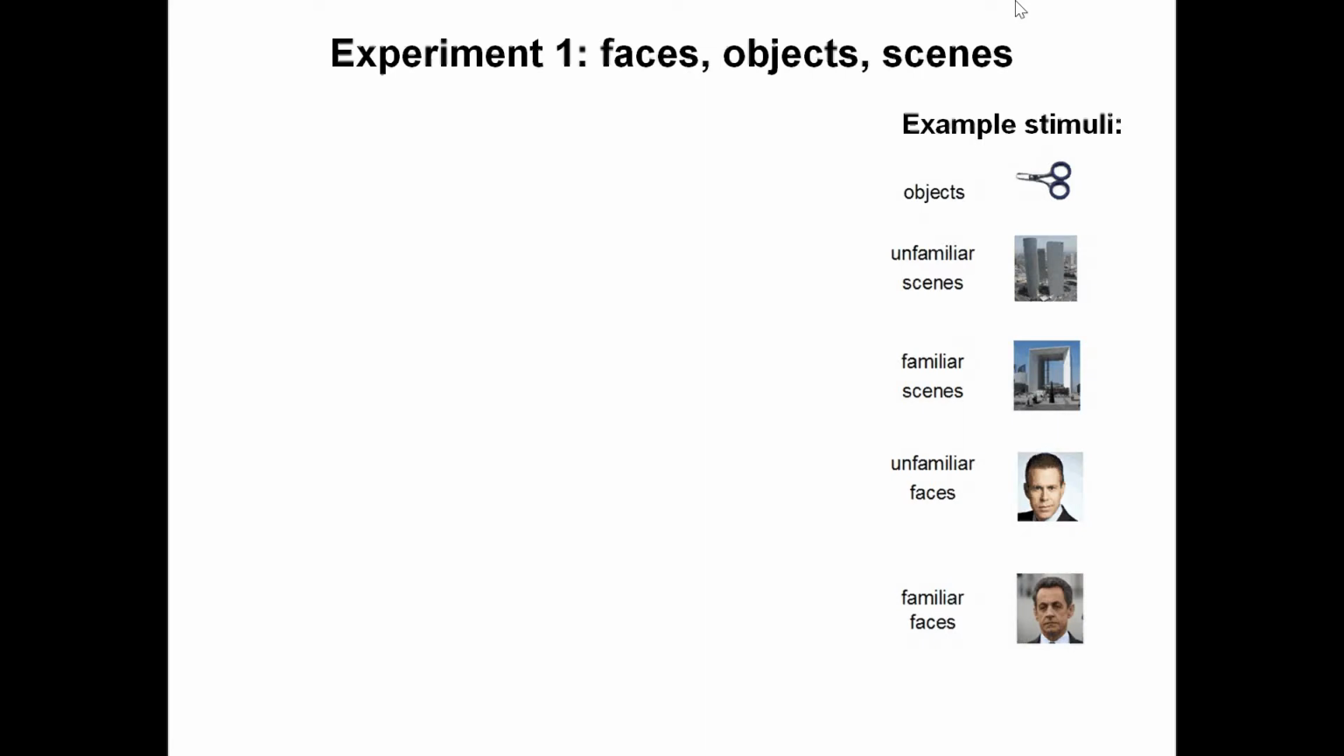So here is experiment 1. We showed pictures of famous and non-famous, familiar and unfamiliar faces, familiar and unfamiliar scenes, and objects. All the faces were famous people. Some of them were Frenchmen and French women that were familiar to the patient, and some were mostly Israeli faces, so they were not familiar to the patient. In the scenes, the same idea. And objects, it's just objects.